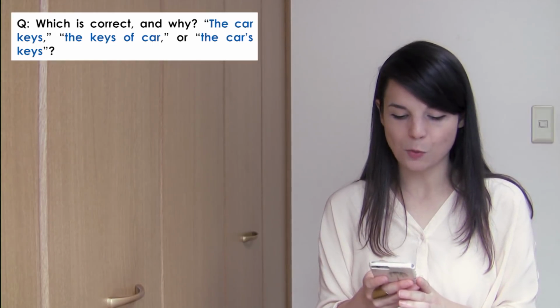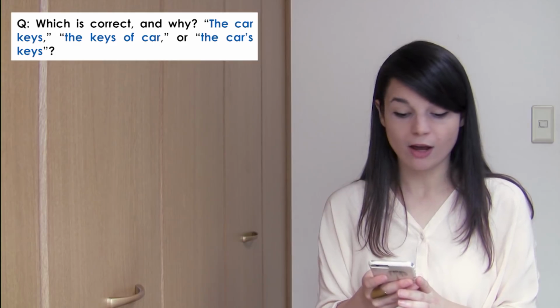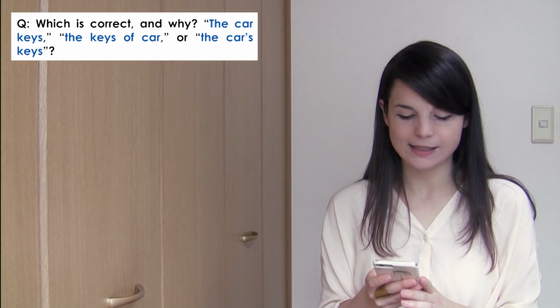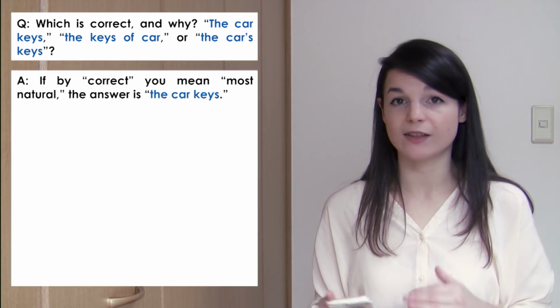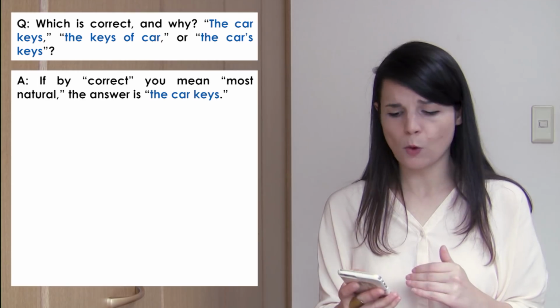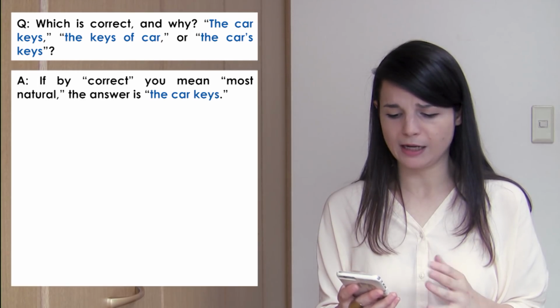Next question. Next question comes from Max. Max asks, which one is correct and why? The car keys, the keys of car, the car's keys. If by correct you mean the most natural, the answer is the car keys. Why is this one better than the keys of car?